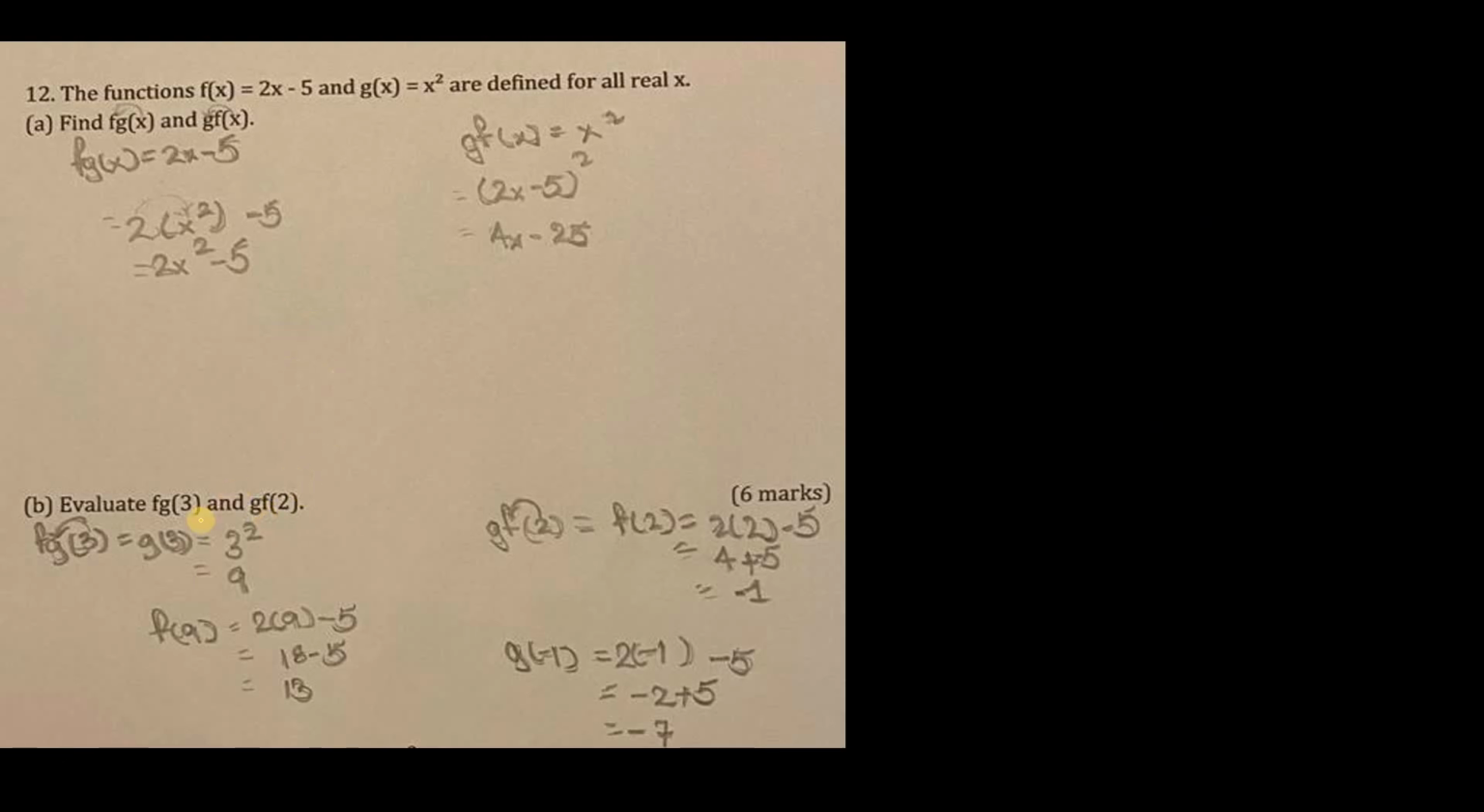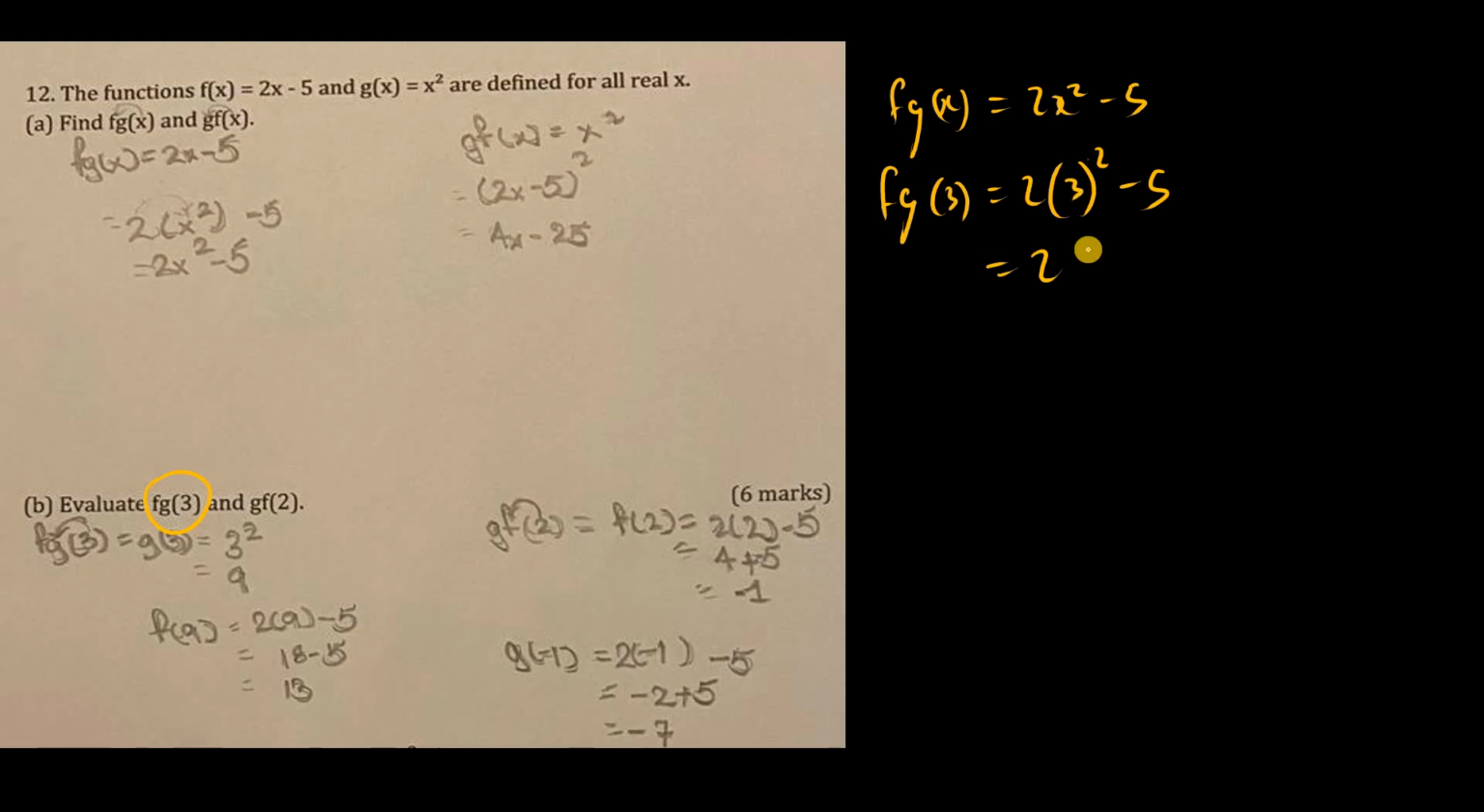Alright, so let's put our solution. Now f of g of 3. We know f of g of x is 2x squared minus 5. F of g of 3 will be equal to 2 times the square of 3 minus 5. The square of 3 is 9. I always want to do the exponent before multiplying. 2 times 9 is 18, minus 5, that will give us 13.